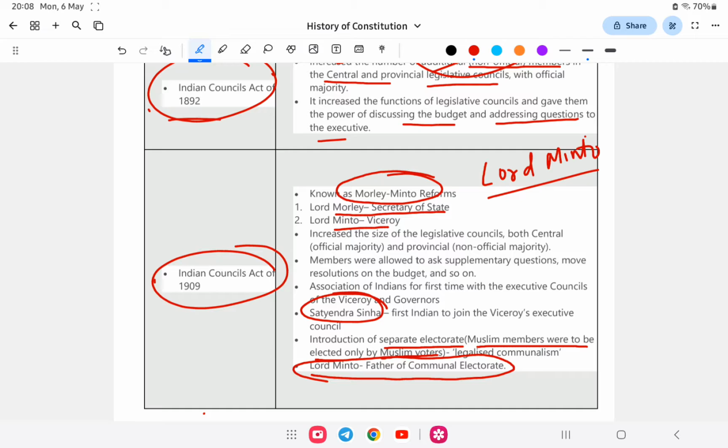The important fact of 1909 is the Morley Minto reform introduced. It is also known as the Morley Minto reform. So which act is also known as the Morley Minto reform? That is the Indian Council Act of 1909, which introduced the separate electorate.